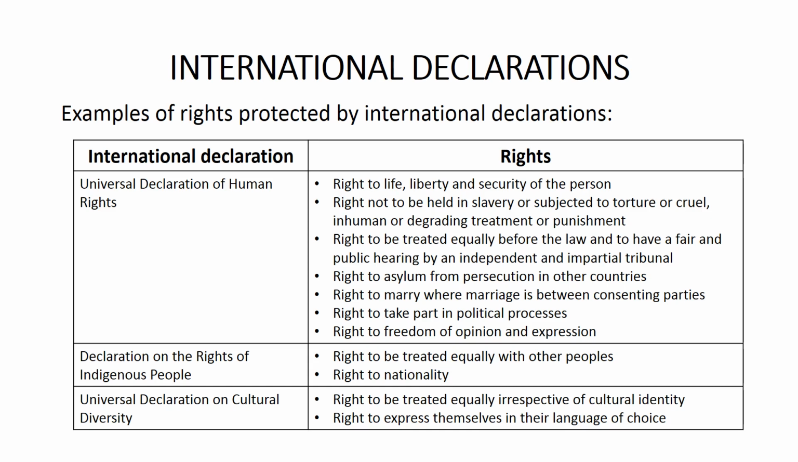You might recall that there's a very similar right contained in the Victorian Charter of Human Rights and Responsibilities. There's also the right to asylum from persecution in other countries. That means there is the right that refugees who are fleeing from countries where they run a serious risk of being killed or seriously injured, they have a right to seek safe haven or asylum in another country. There is the right to marry, providing that that marriage is between consenting parties. That is, both spouses must consent to the marriage.